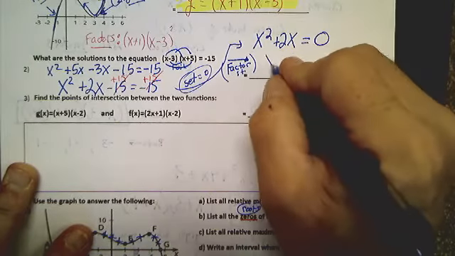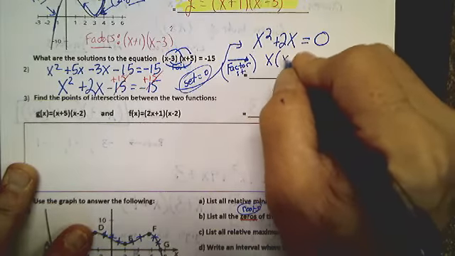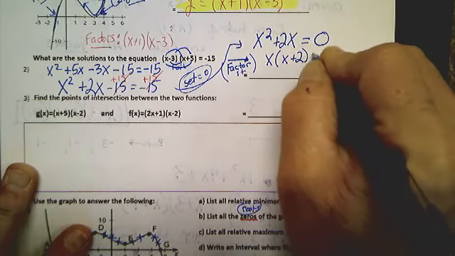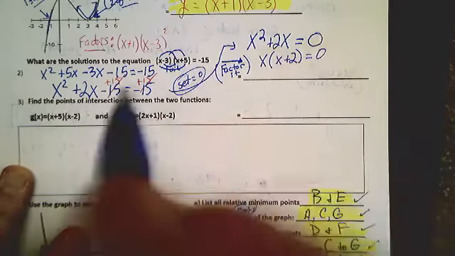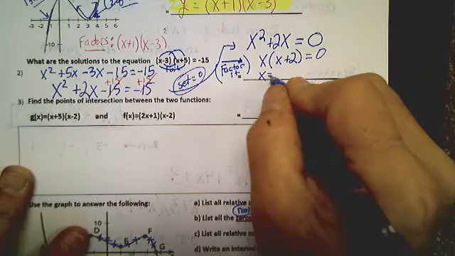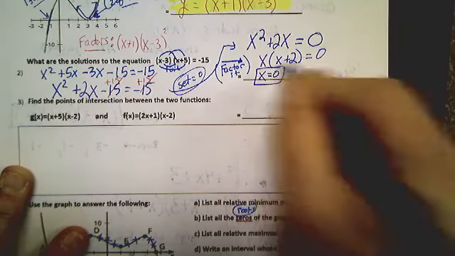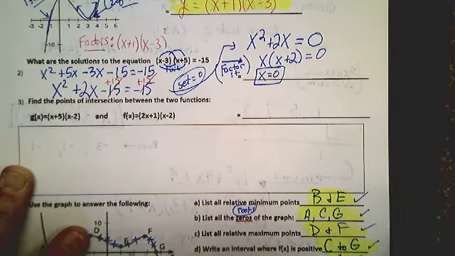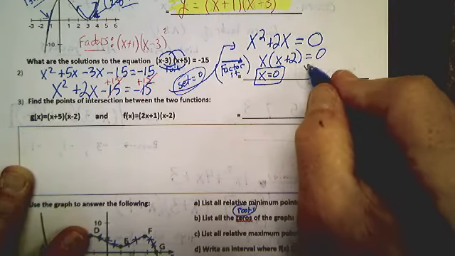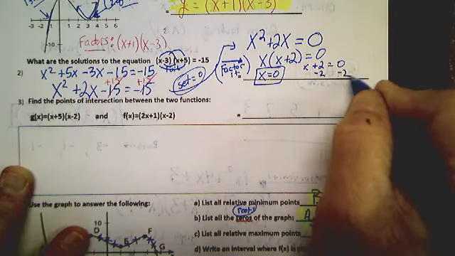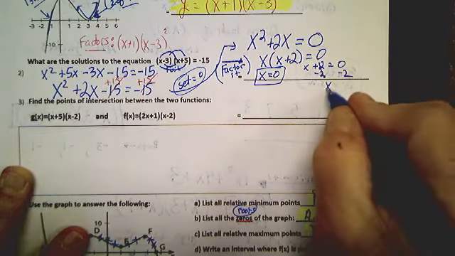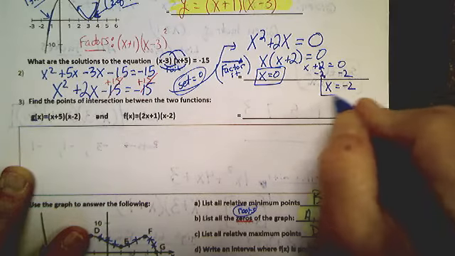Pull out an x. You are left with x plus 2. Set them both equal to 0. There's one. Set the other one equal to 0 and do the math. There's the other.